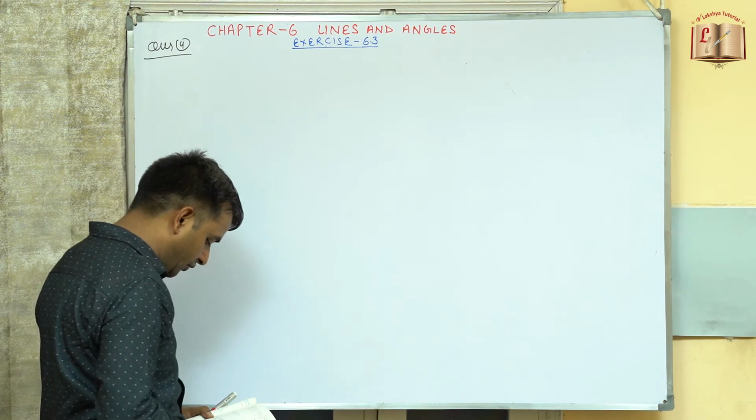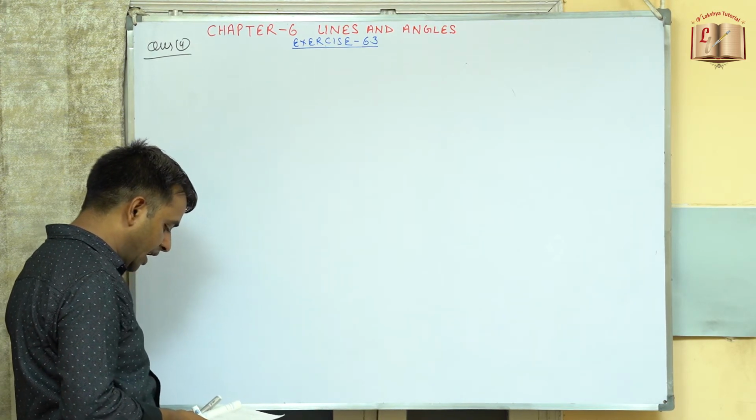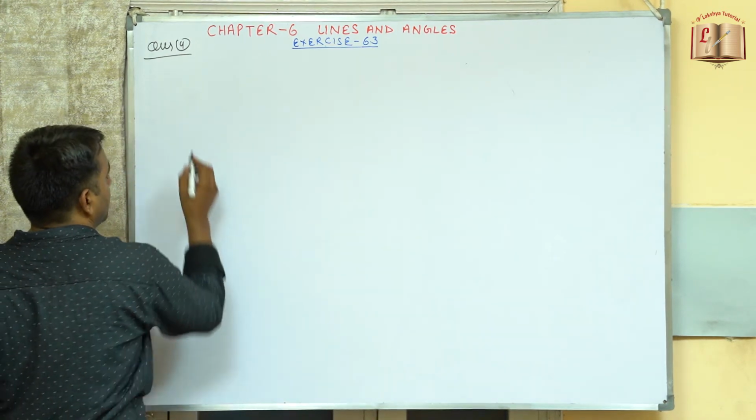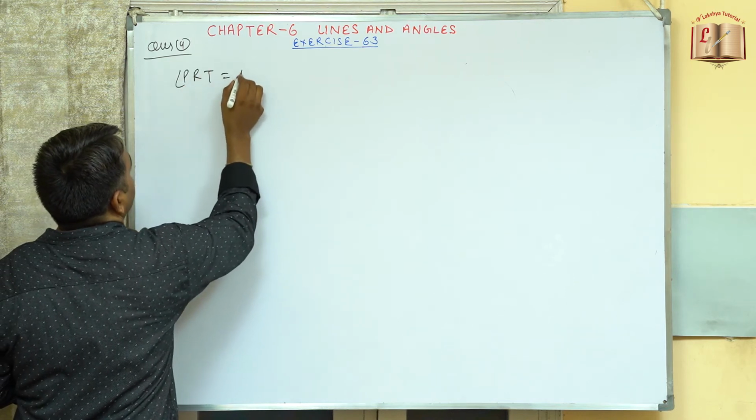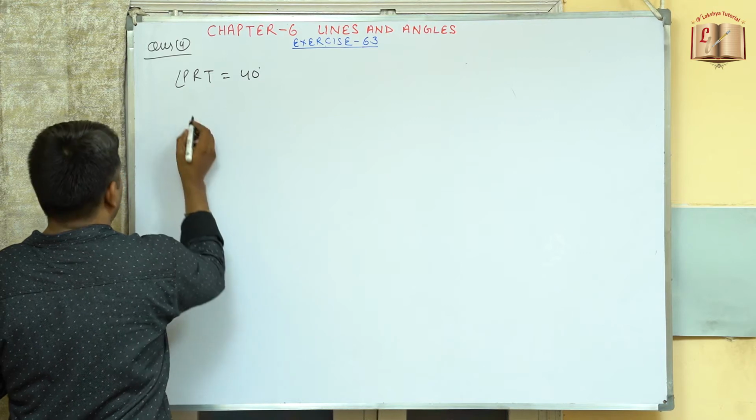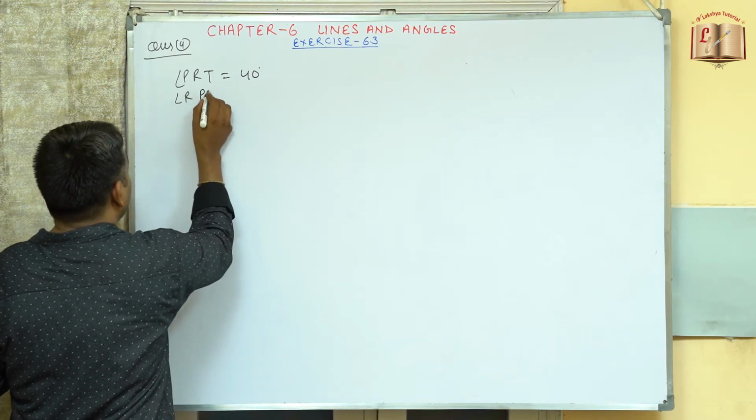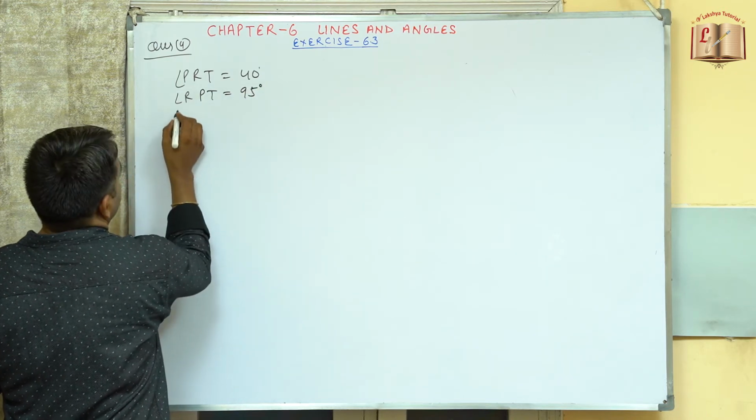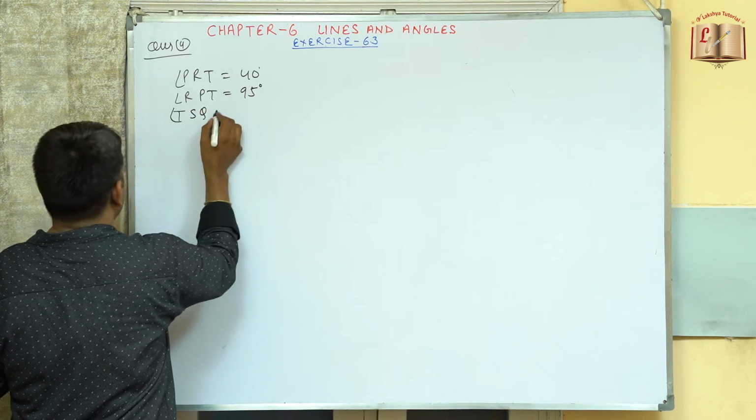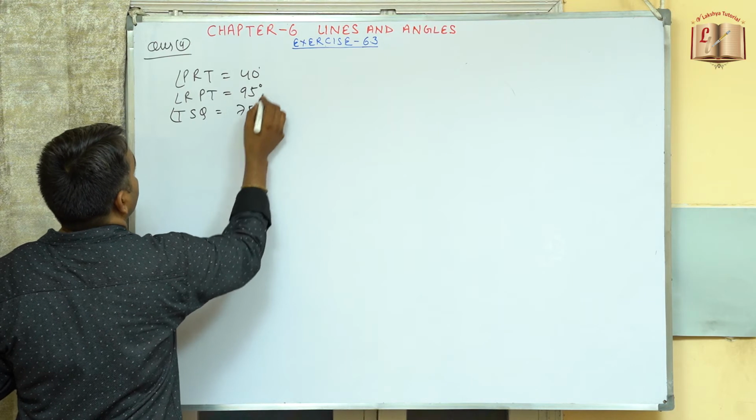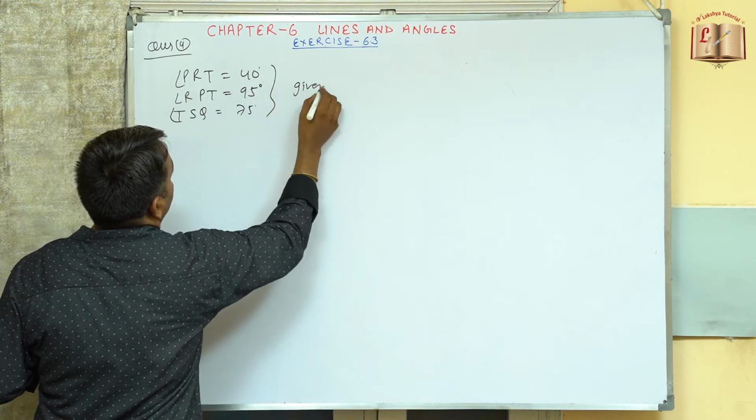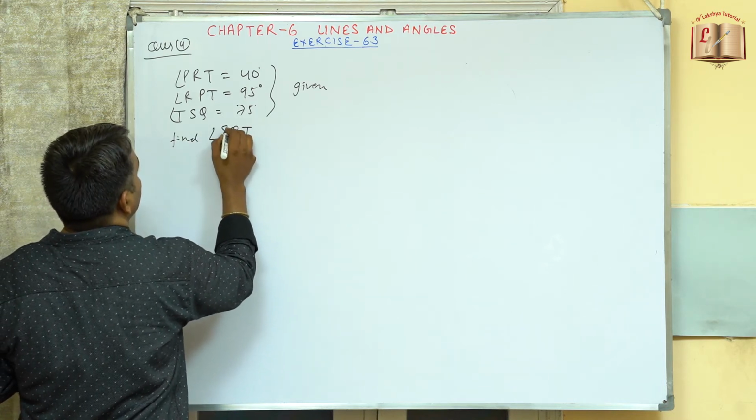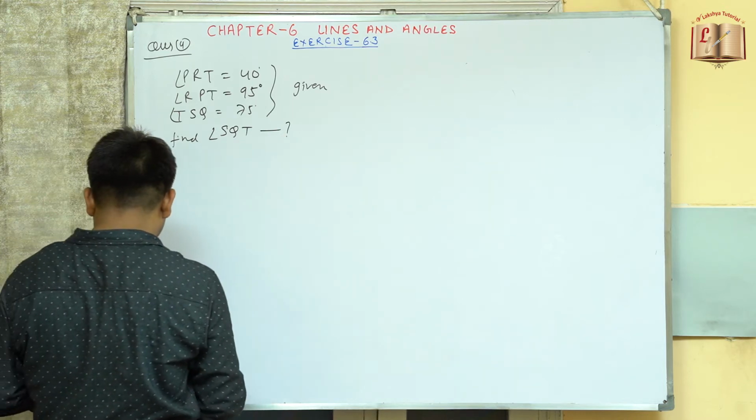In figure 6.42, if lines PQ and RS intersect at point T such that angle PRT is 40 degrees, angle RPT is 95 degrees, and angle TSQ is 75 degrees, we need to find angle SQT. All these values are given to us.